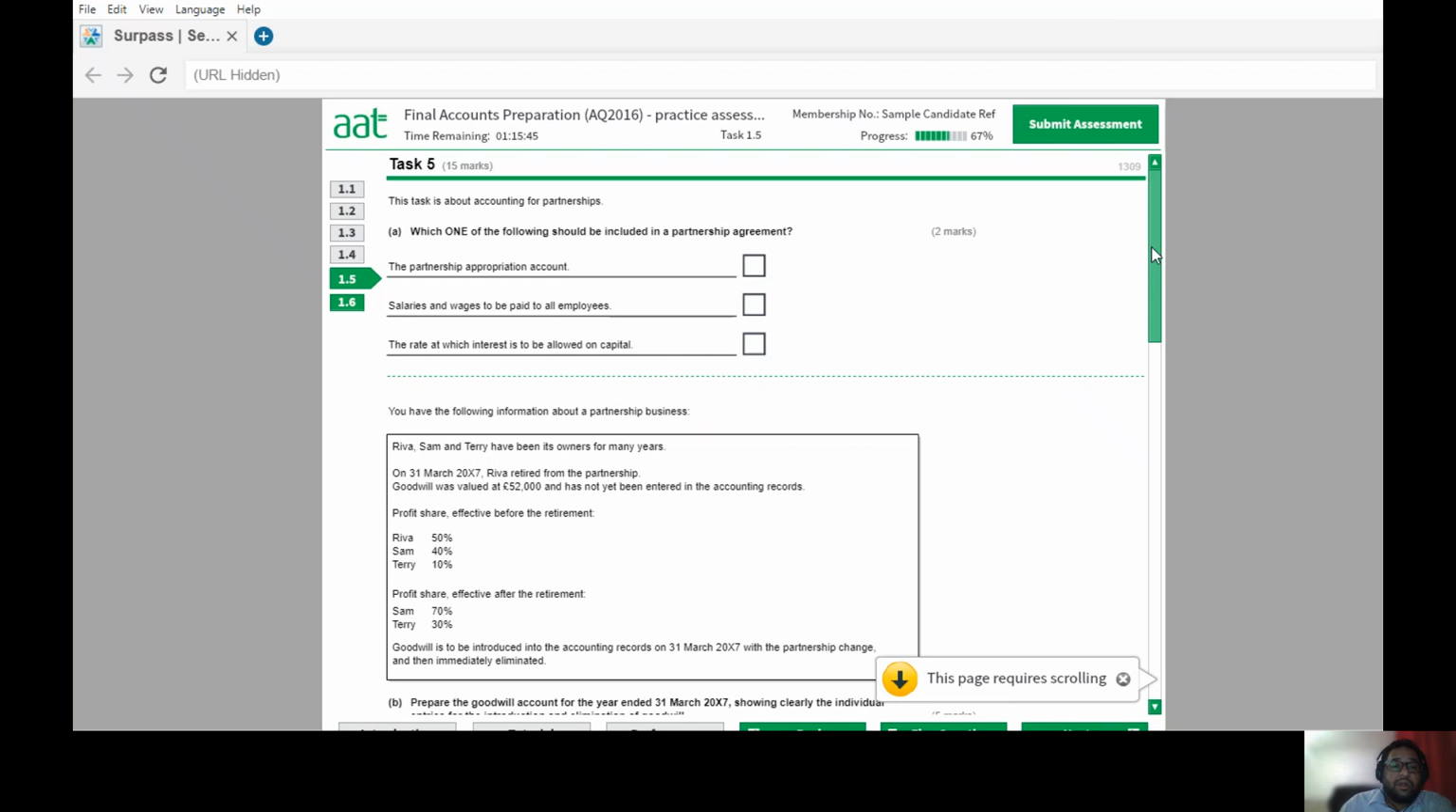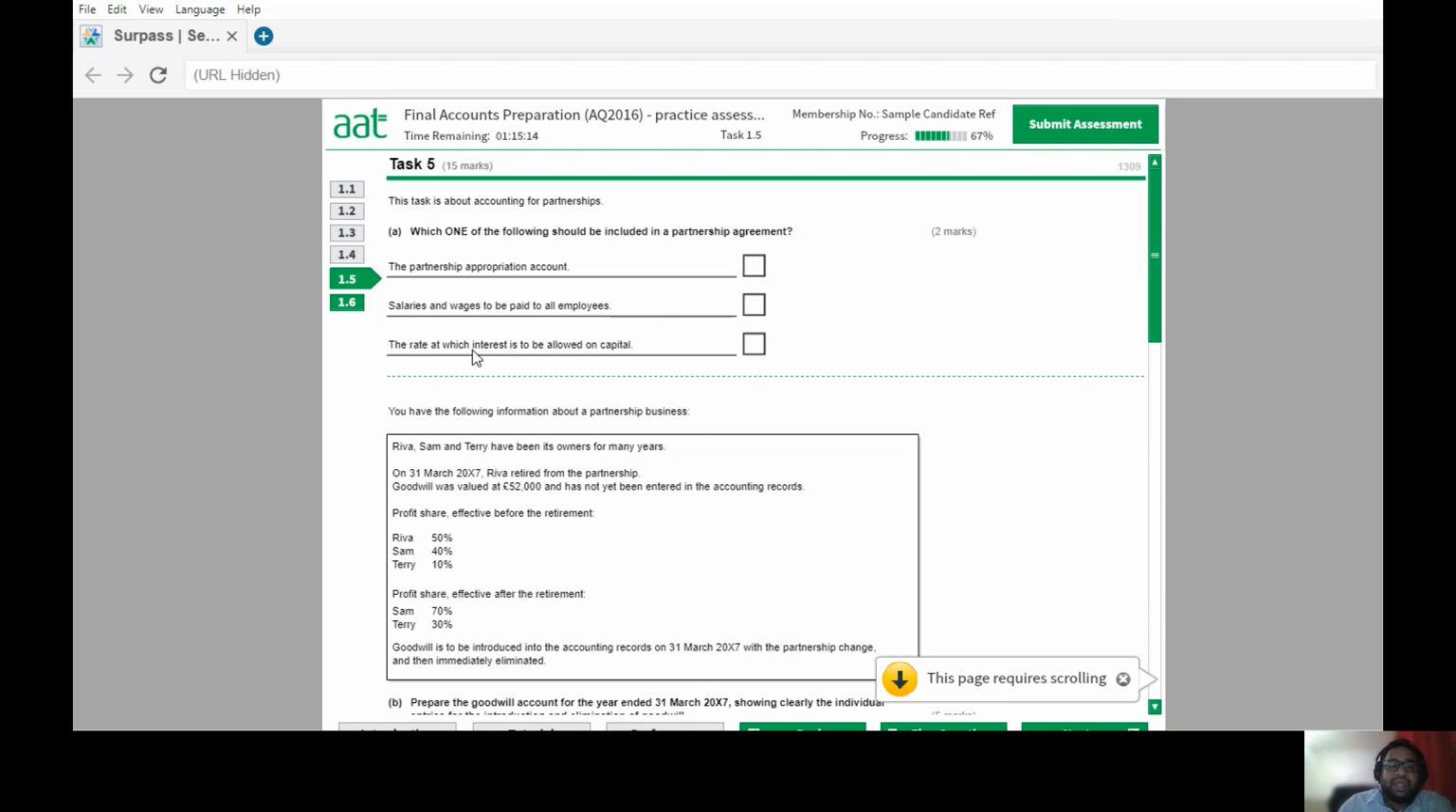So here, next one. This task is about accounting for partnerships. Which one of the following should be included in a partnership agreement? A partnership appropriation account doesn't have to go on the partnership agreement. You only have to have the terms. You don't have to do an account itself there. Salaries and wages paid to all the employees have nothing to do with the partnership agreement. This one will be going through payroll.